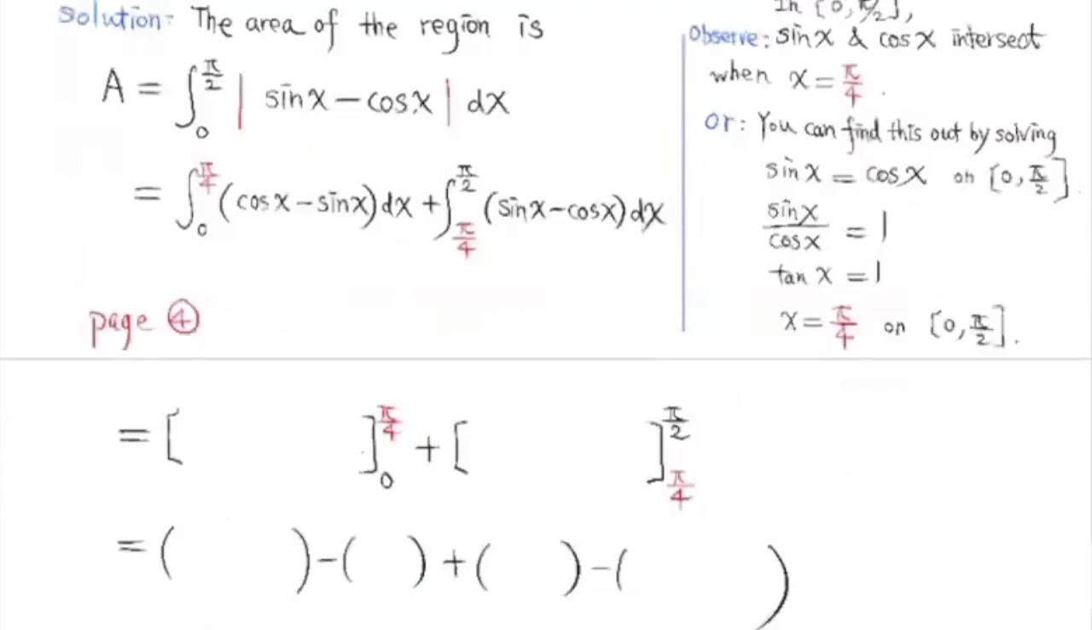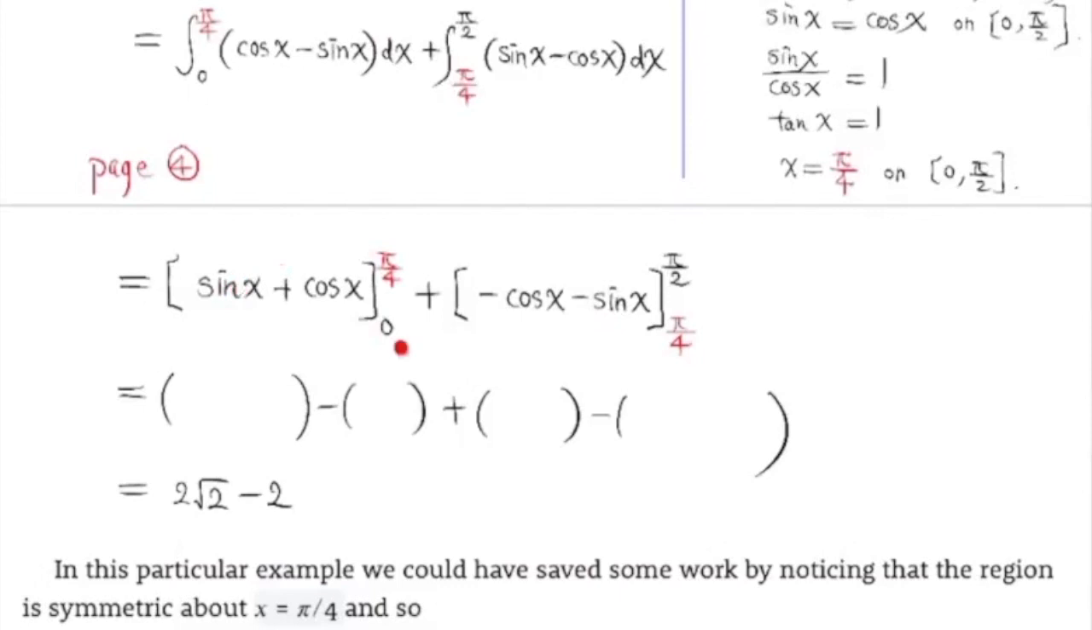So we break this integral into two separate parts, depends on which function is above, which function is below. Now, the antiderivative of cosine x is sine x. Antiderivative of negative sine x is cosine x. Antiderivative of sine x is negative cosine x. Antiderivative of negative cosine x here is negative sine x. So we substitute π/4 and 0 in. And here we substitute π/2 and π/4 in.